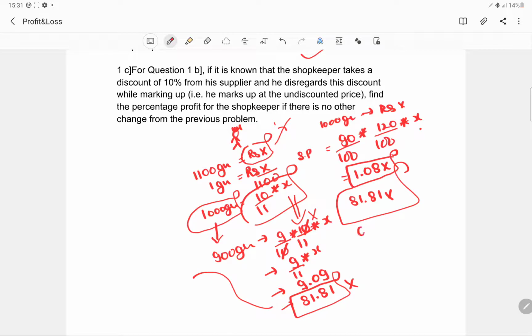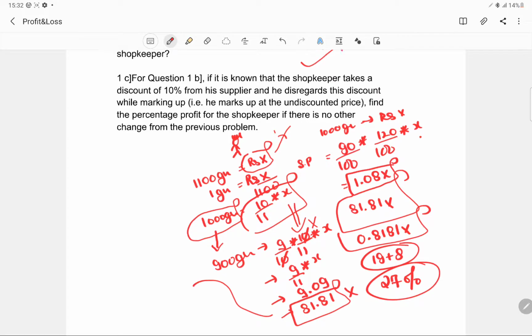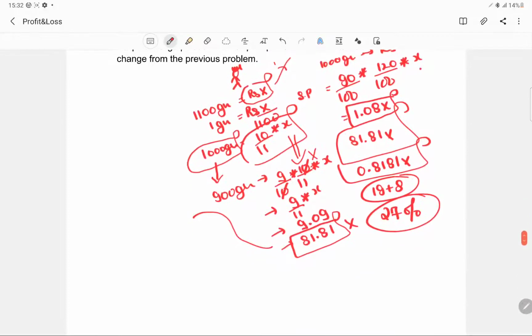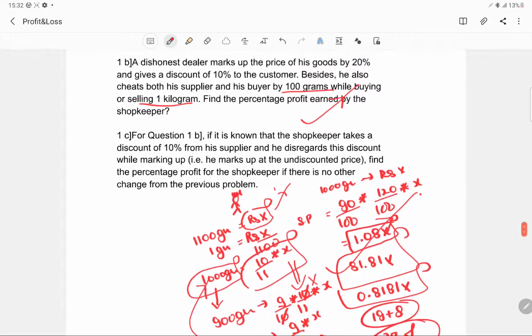Okay, so this is like 0.8181x. So the amount of profit he had was 19 plus 8 something, so this is like 27%. So the amount of the profit, matlab you got it. He actually ended up cheating two ways. He cheated his customer, as well as he cheated the one who was selling it to him. So this was the same as the last question, but just an additional part was added to it.